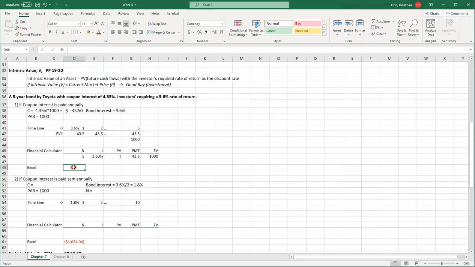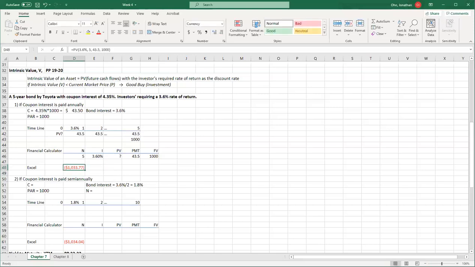All right. Now, since we are on Excel, let's use Excel. Here, we are solving for present value. Then you are given this menu, right? Rate is 3.6%, and the end period is a 5-year bond, and then PMT we see $43.50, right? And then future value is $1,000. That's it. You input these four components and solve for the present value.